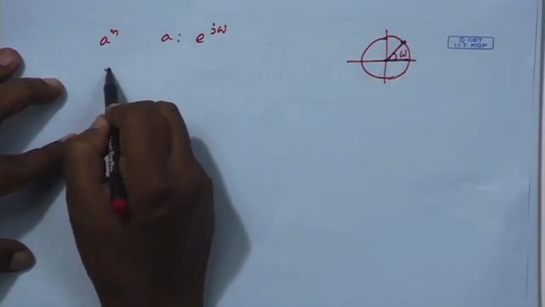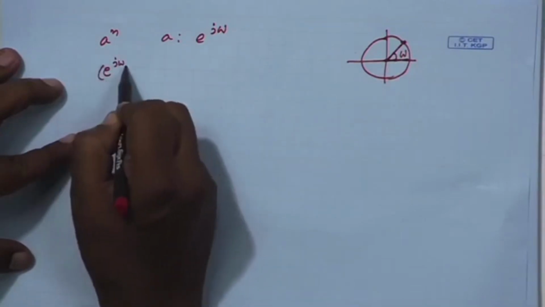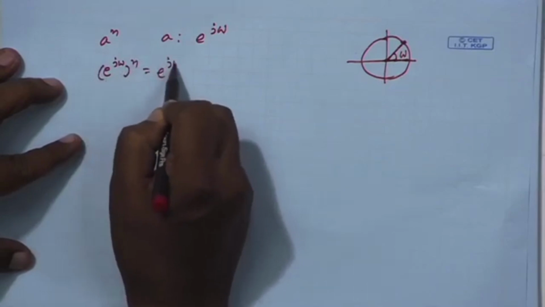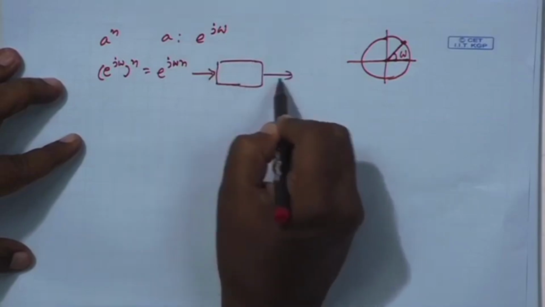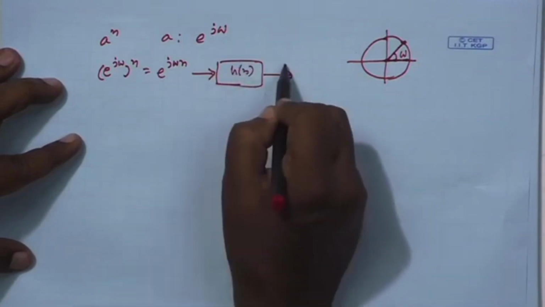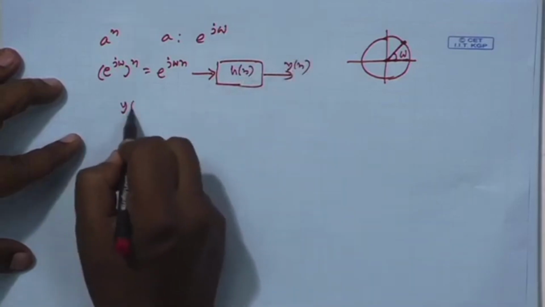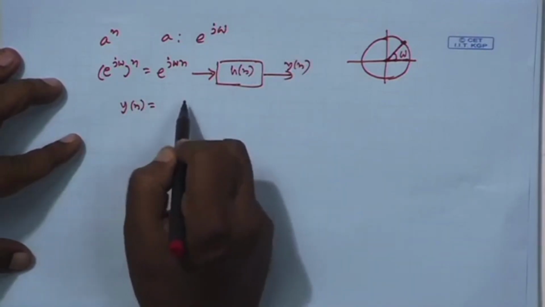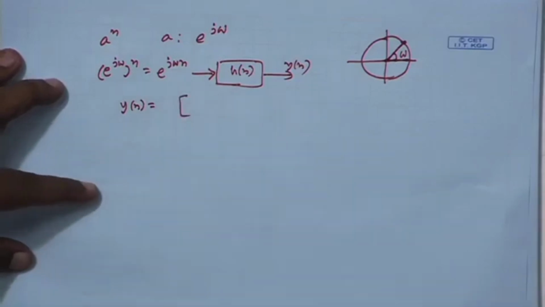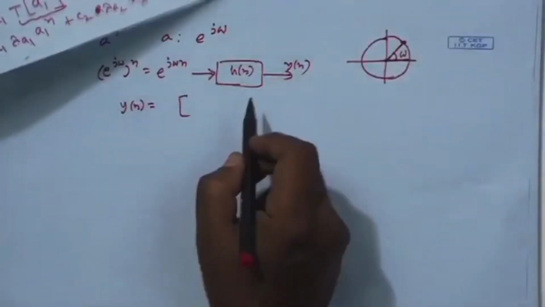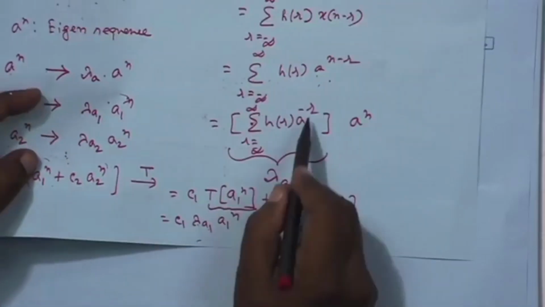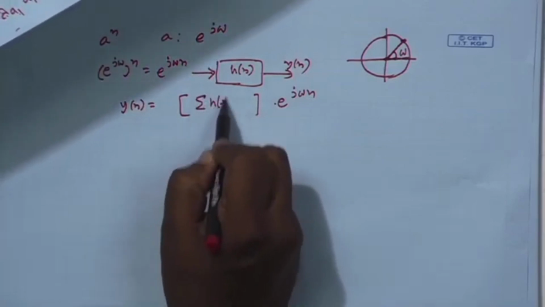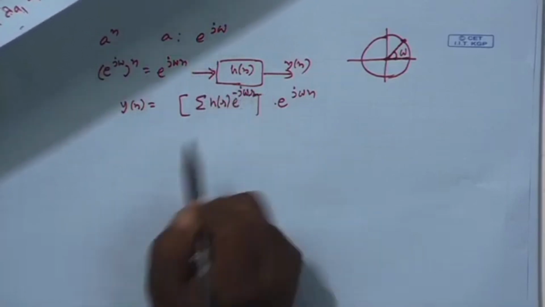If I give that as input, that is e to the power j omega whole to the power n, which is nothing but e to the power j omega n, if I give that as the input to a linear and shift invariant system, my y n, what will be y n? Y n will be, I know from this one, eigenvalue times e to the power j omega n only. But what is that eigenvalue? I have to carry out this sum, where a is e to the power j omega.